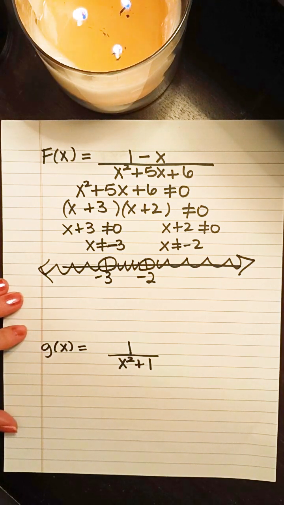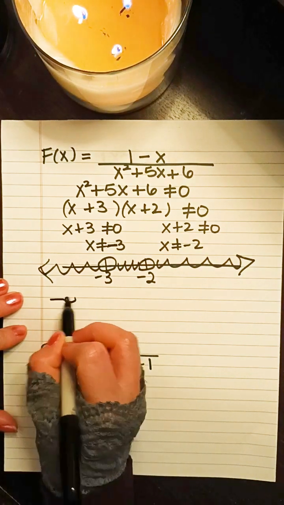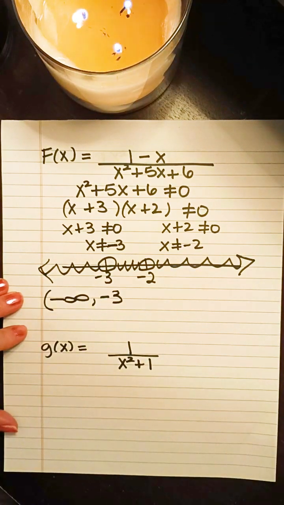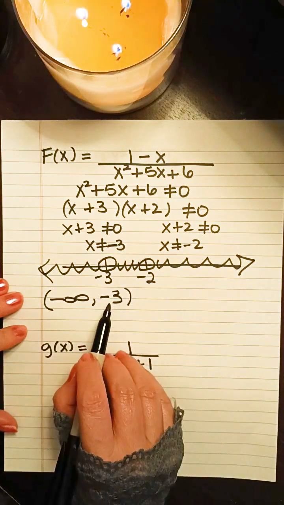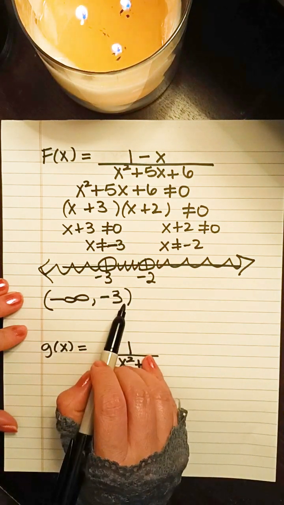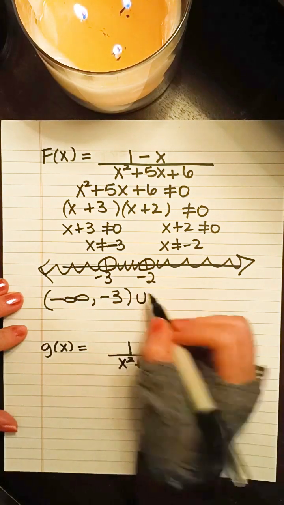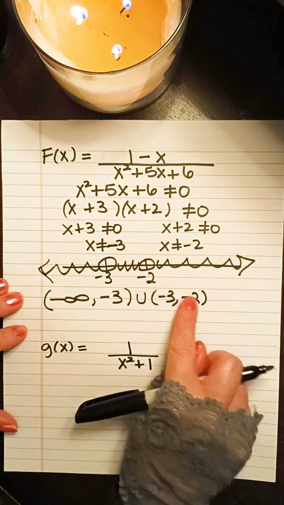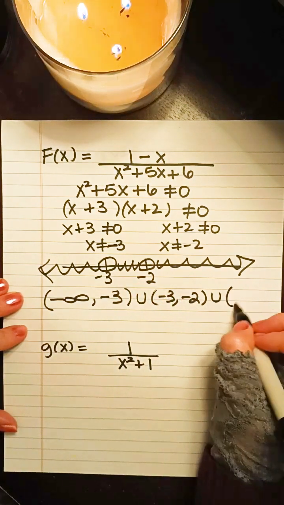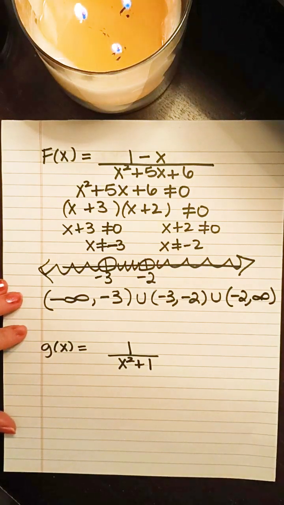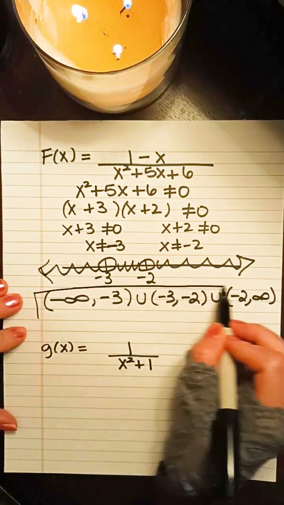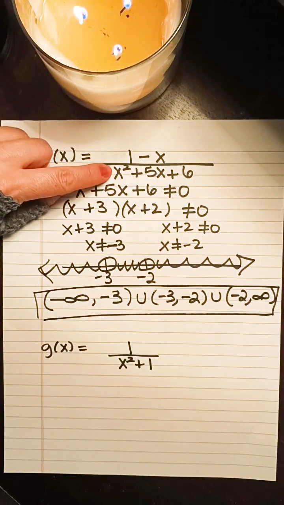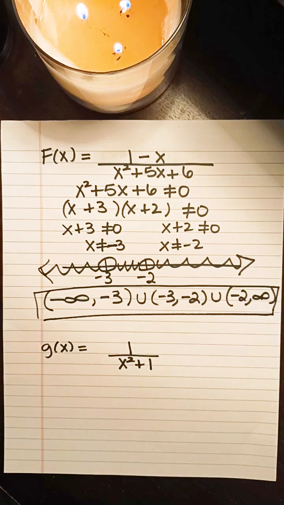Reading my number line from left to right, where I shaded, I'm going from negative infinity to negative 3. Infinities always have parentheses. I'll denote that I'm not including negative 3 in my interval notation using parentheses. Union, the numbers in between negative 3 and negative 2, again not including negative 3 and negative 2. Union, negative 2 to infinity. So negative 3 and negative 2 are not part of our domain because that's where the denominator is 0, so it would be undefined there.